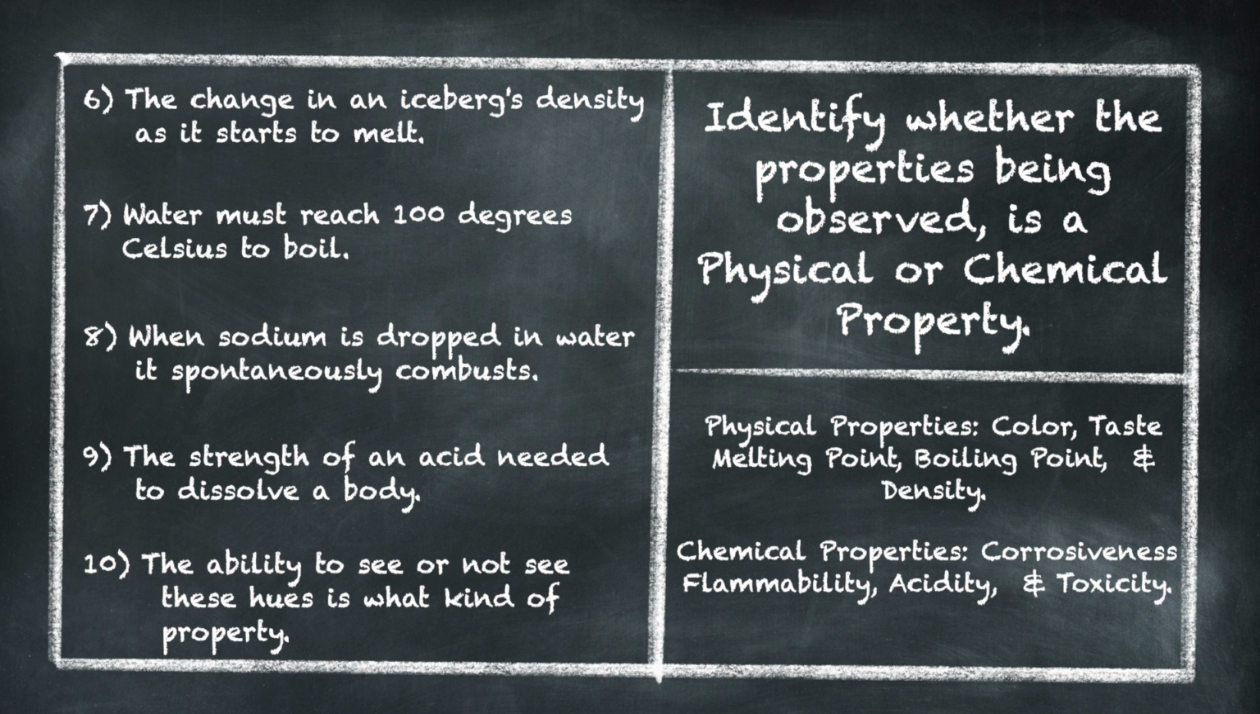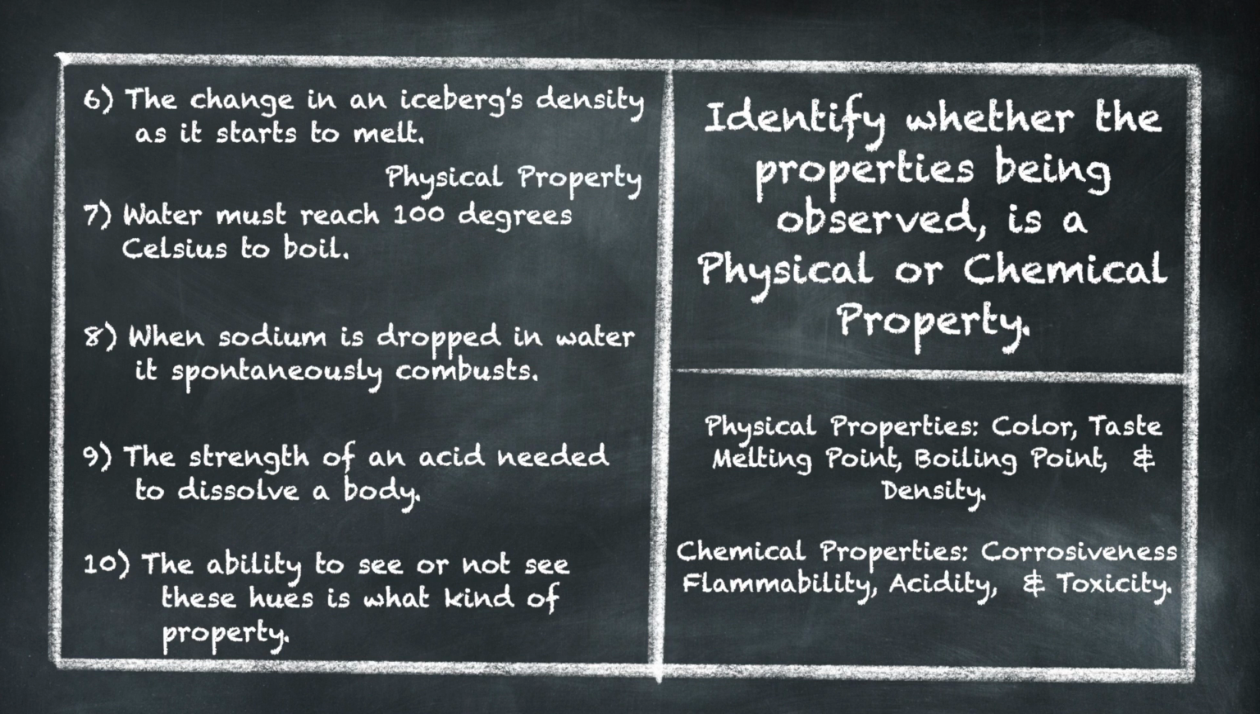Now, number 6, the change in an iceberg's density. I see two indicators in this problem that help me come up with the answer. First, the word melt. Melting is a phase change from a solid to a liquid. That means it is a physical change. Second, the word density indicates that there is a physical change occurring. So, in saying that, we are observing a physical property here.